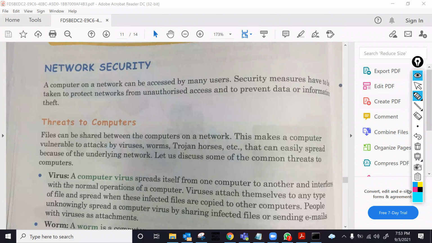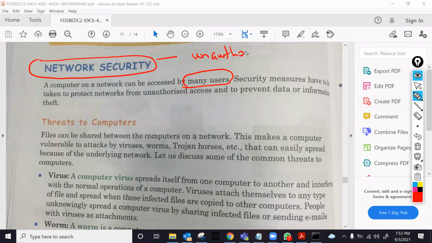A computer on a network can be accessed by many users. Yes, we know that many users are accessing it. Security measures have to be taken to protect networks from unauthorized access. Why are we putting in security? Because no one can come without permission. Unauthorized access.